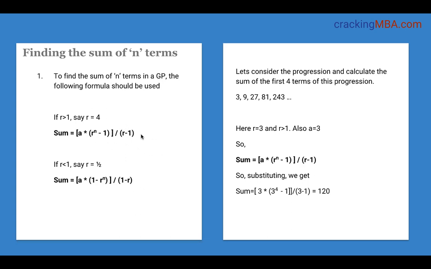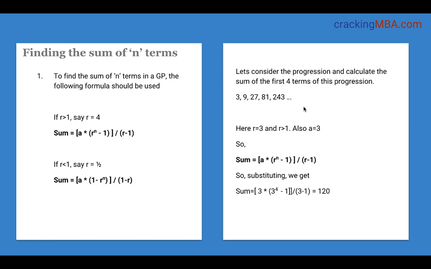That is because if r is less than 1, 1 minus r will be positive, right? If r is equal to half, half minus 1 will be negative, right? So to make it positive, we keep it as 1 minus r. So hence, if r is greater than 1, use the first formula. If r is less than 1, use the second formula.